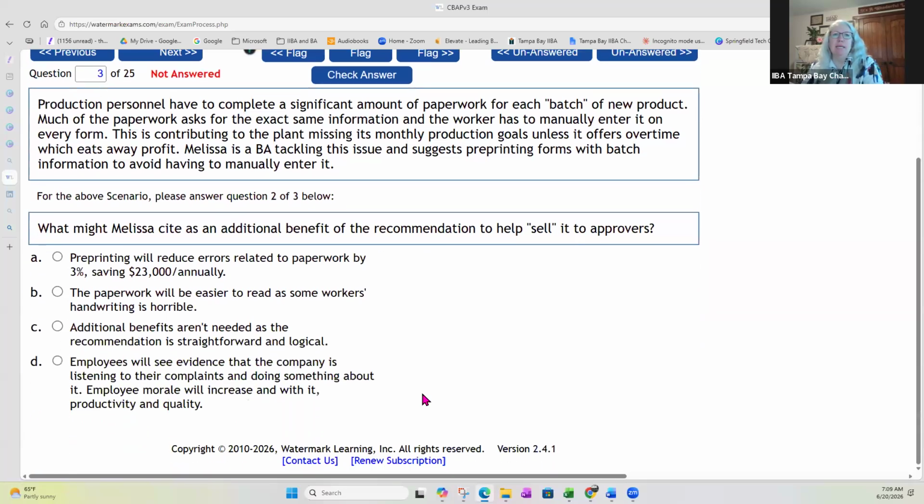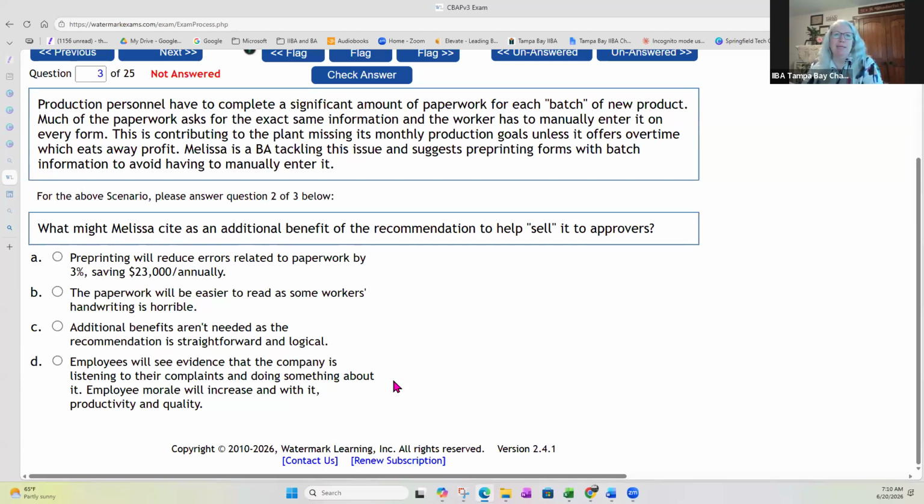Okay, what might Melissa cite as an additional benefit of the recommendation to help sell it to approvers? A: Pre-printing will reduce errors related to paperwork by 3%, saving $23,000 annually. B: The paperwork will be easier to read as some workers' handwriting is horrible. C: Additional benefits aren't needed as the recommendation is straightforward and logical. D: Employees will see evidence that the company is listening to their complaints and doing something about it. Employee morale will increase, and with it, productivity and quality.